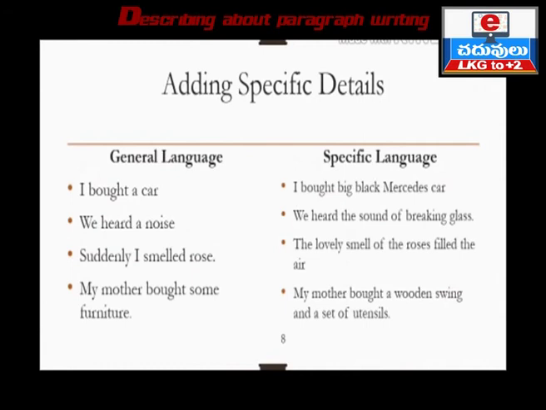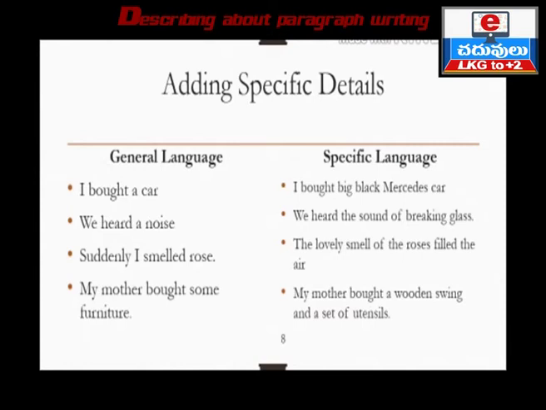Now, let us practice a few sentences on how to write in a descriptive manner. The first one, I bought a car. Instead of that, we can write, I bought a big black Mercedes car. Look at the second one. We heard a noise. Instead of that, we can say, we heard the sound of breaking glass. Exactly what you heard you can describe here so that the reader can visualize which type of sound you have heard. Suddenly I smelled roses. So instead of that you can say, the lovely smell of the roses filled the air.